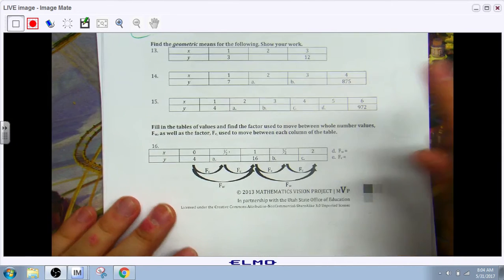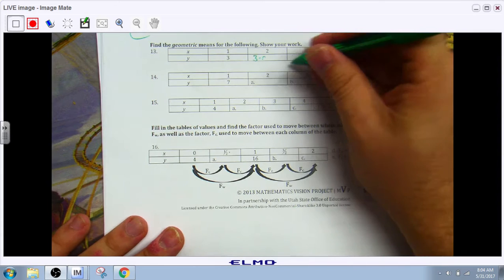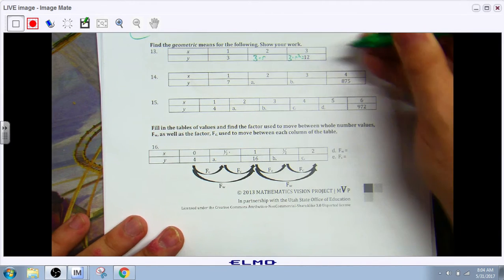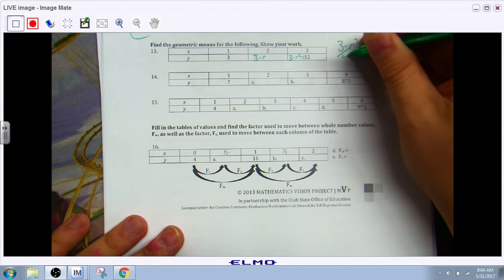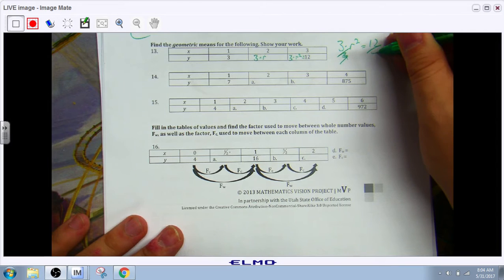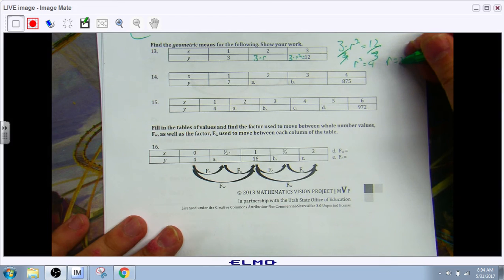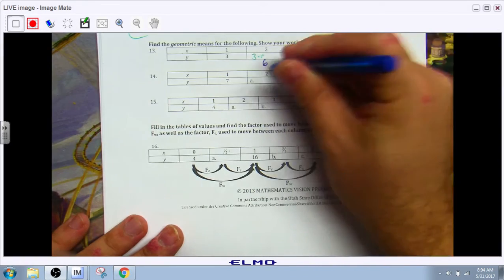Okay? So this means this is 3 times some ratio, and that means this is 3 times some ratio squared, which equals 12. So 3 times r squared equals 12. Divide by 3, divide by 3. R squared equals 4, which means r equals 2, the square root of 4 is 2. So I know that this is actually going to be 6, 12.